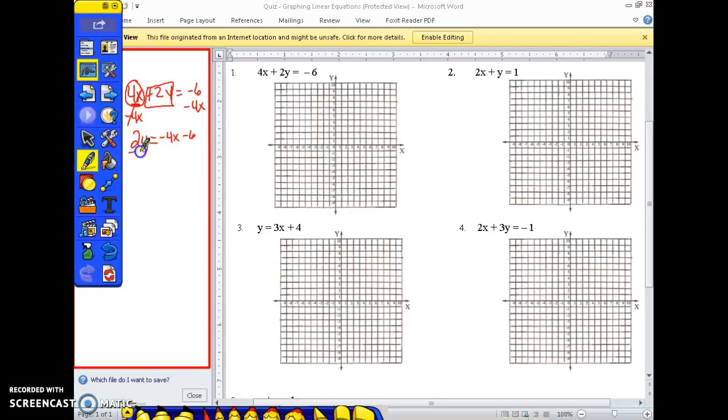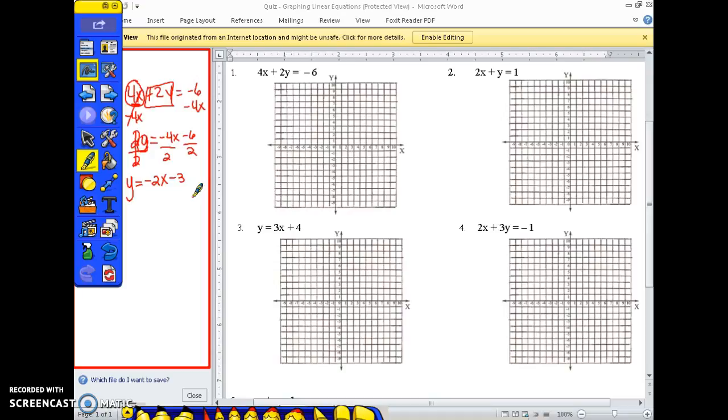So because I have 2y, I'm going to divide by 2 for every number in this equation. This will give me 2 divided by 2 is 1, and I'll finally have y by itself. -4 divided by 2 is -2. Keep your x. And -6 divided by 2 is -3.